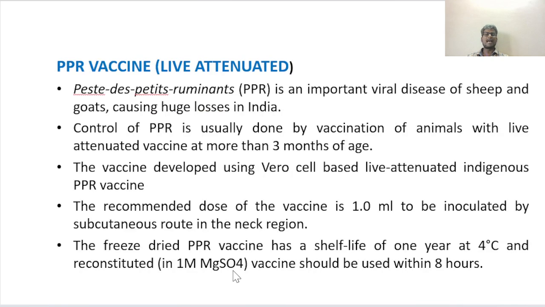PPR vaccine is another live attenuated vaccine. PPR is an important viral disease of sheep and goat causing huge losses in India and abroad. Control of PPR is usually done by vaccination of animals with live attenuated vaccine at more than 3 months of age. The vaccine developed is a Vero cell based live attenuated indigenous PPR vaccine. The recommended dose is 1 ml inoculated by subcutaneous route in the neck region. The freeze-dried PPR vaccine has a shelf life of 1 year at 4 degrees Celsius and is reconstituted using 1 molar magnesium sulfate. Vaccine should be used within 8 hours after reconstitution.